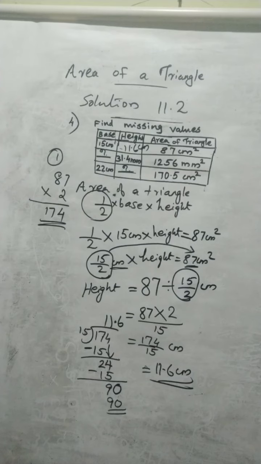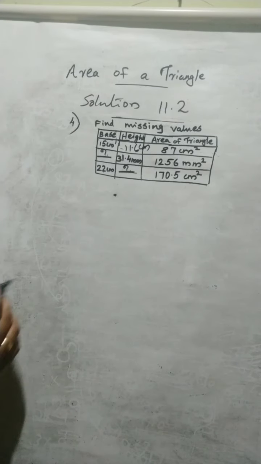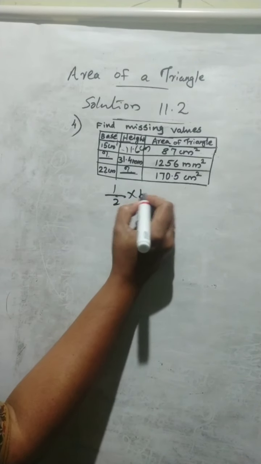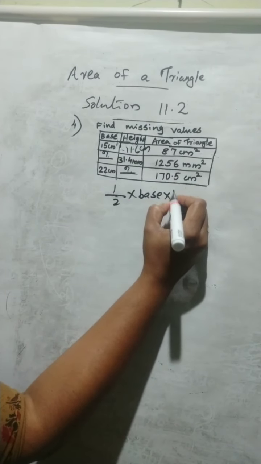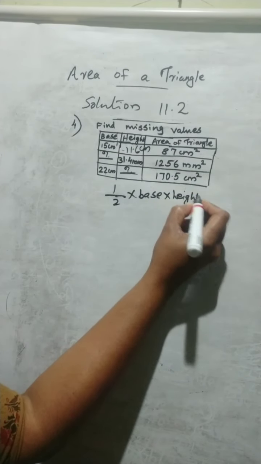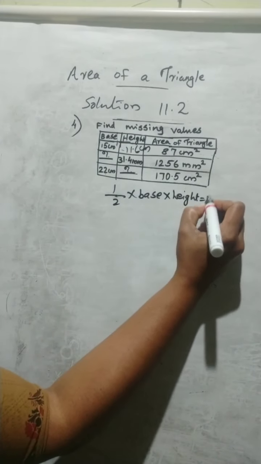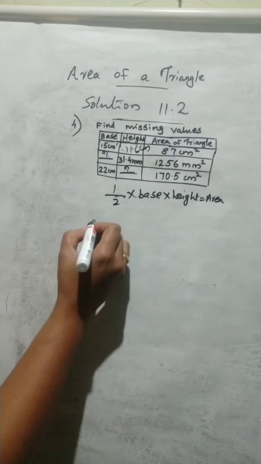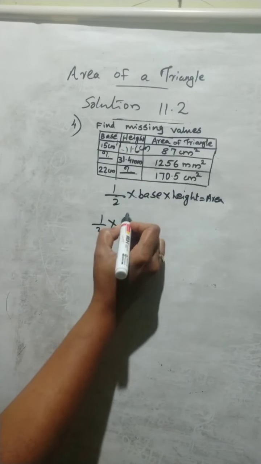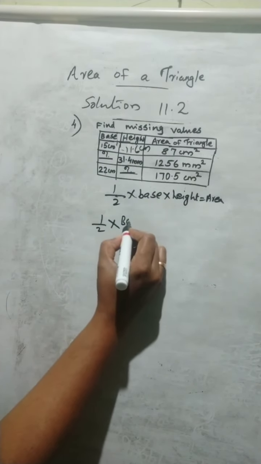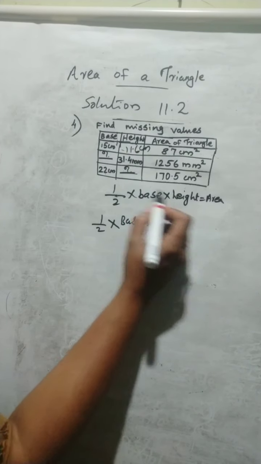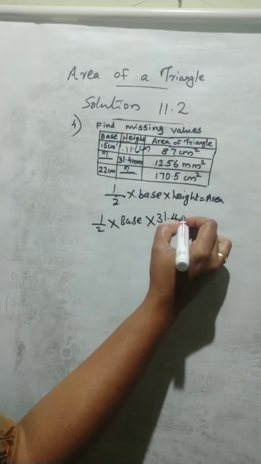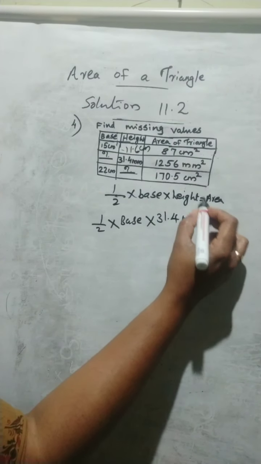Next question is, we don't know the base. Half times base multiplied by height. Okay, that will be the area. So here 1 by 2 itself into base. We don't know the base, so we can write that base here. Then height is given. That is equal to 31.4 millimeter. Area is given.